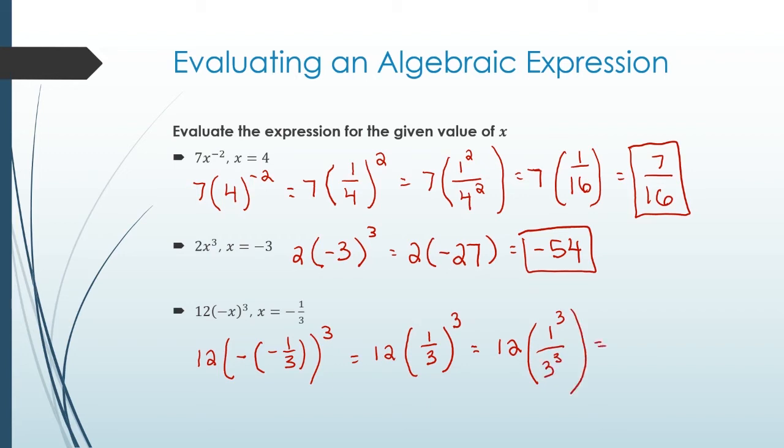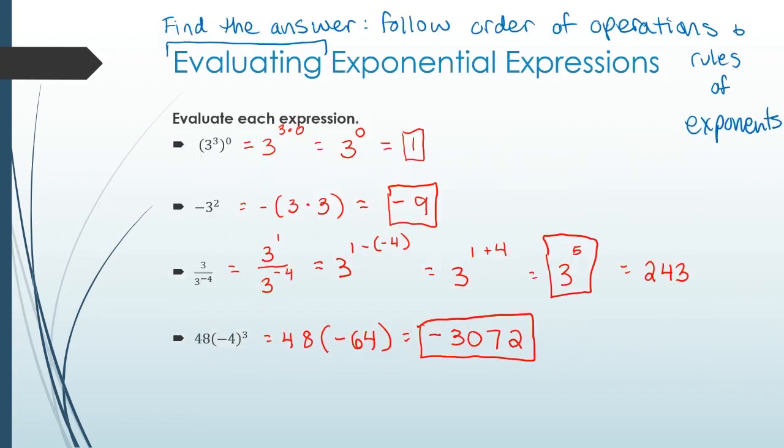And then 1 to the third power is still 1, so this is 12 times 1 over 27, which, when you multiply, becomes 12 over 27. And that does not reduce. So evaluating algebraic expressions, you need to have a number for your x or your variable. You plug it in, and then you follow the order of operations like we did on the previous slide when we were evaluating.